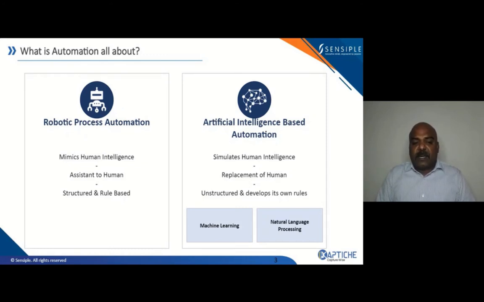What is machine learning? Machine learning is a technology which uses conventional statistical methods to create patterns out of a huge set of data to predict the future. And natural language processing is a technology which can understand regular human language, like how we speak, how we type. It can get the data, extract the context and the intent of the user, and react accordingly. I don't want to get into more details, but I want to mention one more thing. When we put RPA and artificial intelligence-based automation together, we call it intelligent process automation, IPA, which is an end-to-end automation. It becomes more powerful.